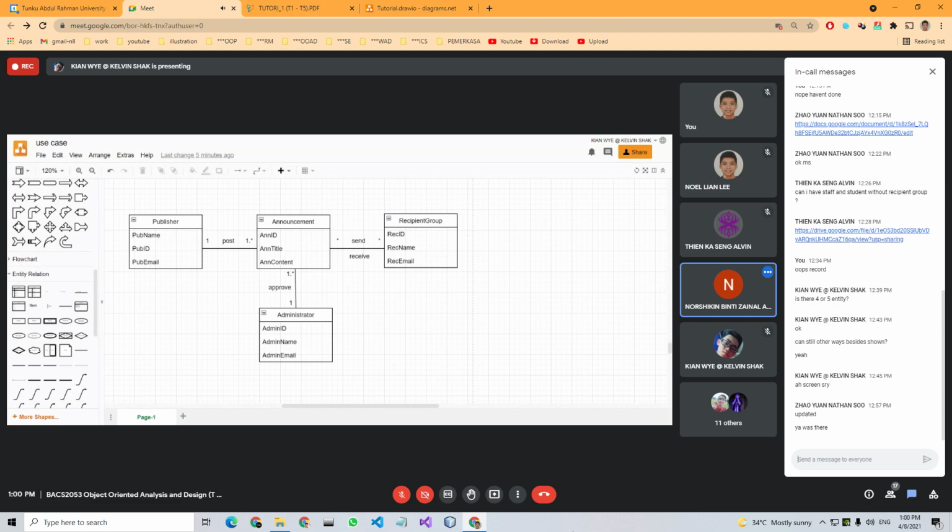So actually, no association between admin and recipient group. Admin announces to many recipient group. The announcement to recipient group.